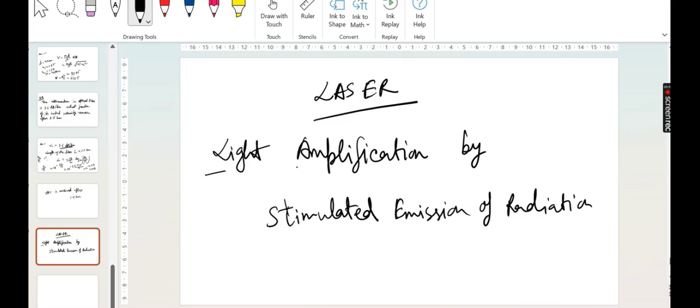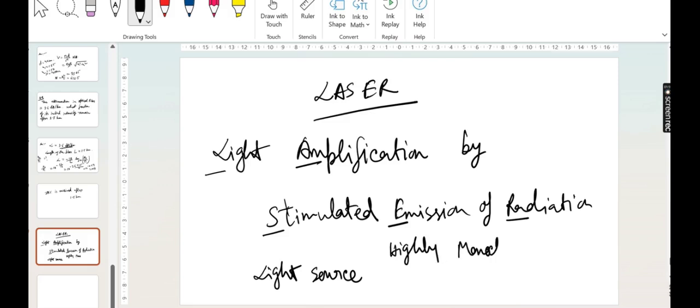So LASER, that's called laser. So basically lasers are light sources which are highly monochromatic, highly coherent, and highly directional.